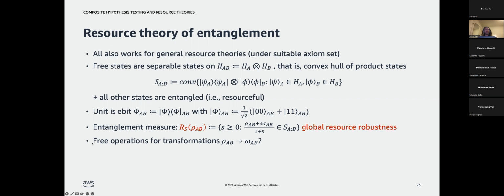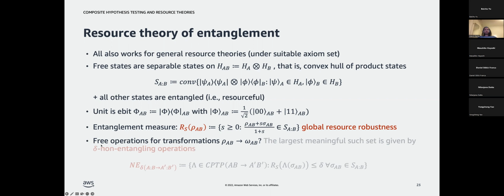Good, and then the last ingredient of the resource theory here is what are the free operations? If you go from one state rho to another state omega. And of course you could choose different mathematical objects here. You can look at local operations and classical communication, or you could look at positive partial transpose type of transformations.